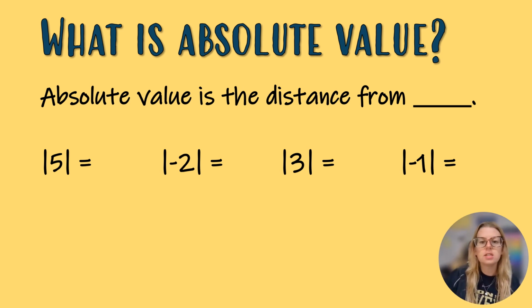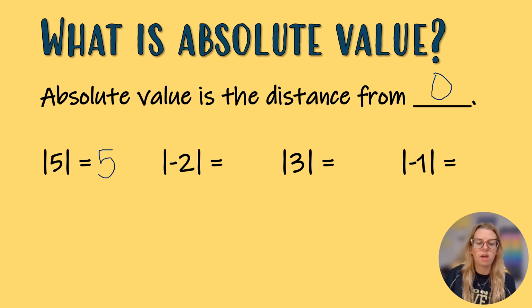Absolute value is the distance from 0. So if I'm on a number line, I'm talking about how far away is that number from 0? How many spaces do I need to go to get to 0? So to denote absolute value, we use these absolute value bars. So this statement right here says the absolute value of 5. So that means how many spaces away is 5 from 0, which is 5 spaces.